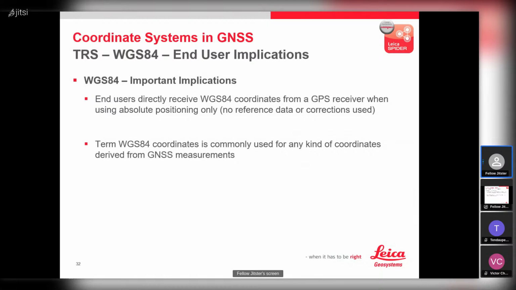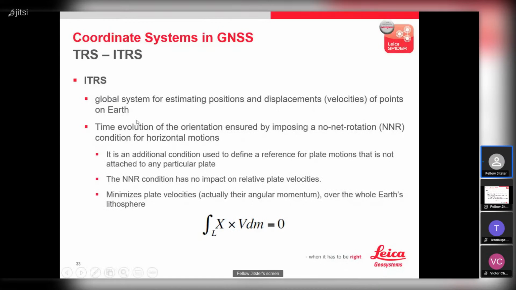And so as I said, we are using a different approach, and we are using this so-called ITRS, or International Terrestrial Reference System. So once again, this is some kind of global system for estimating positions and also displacement. So this is important. The ITRS coordinates always give you XYZ coordinates, but they also give you velocities. So they also give you how much the X coordinate will change over the year. So this is the main difference and a main advantage of ITRS realizations. So this is the time evolution of orientations and the coordinates.